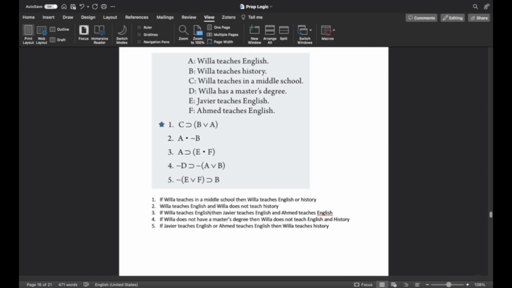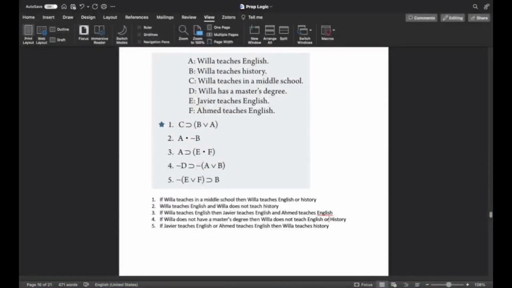And this is an or, so I'll need to correct this one as well. So yeah, we have an inclusive disjunction between the disjuncts. So it's an or. So it's if Willa does not have a master's degree, then Willa does not teach English, or I guess you can say, or Willa does not teach history.